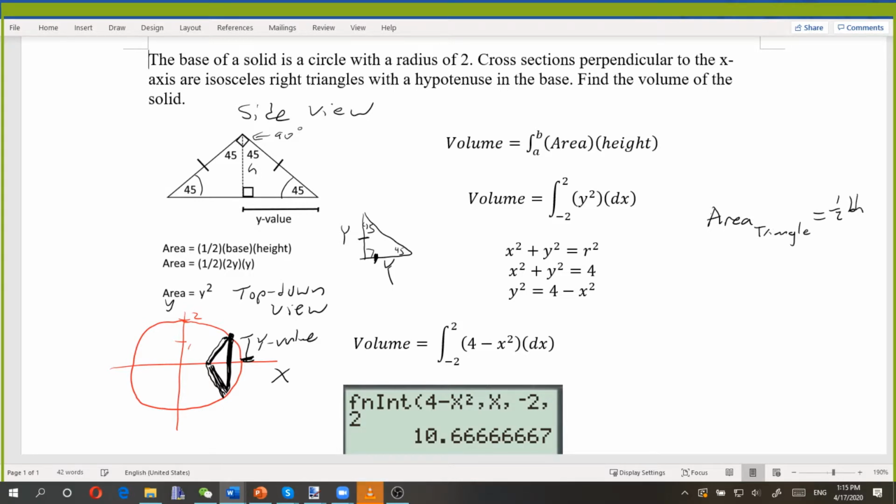No. Okay, so the area is 1/2 BH then. Or I could say the area of each individual triangle is 1/2 of y times y, or y squared over 2.